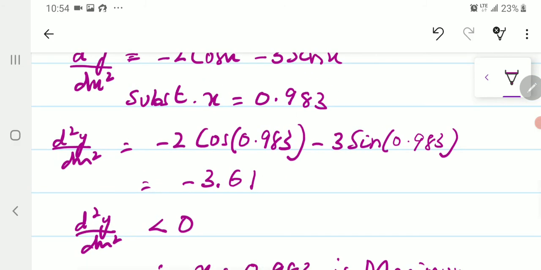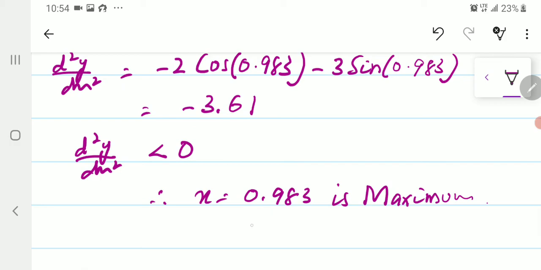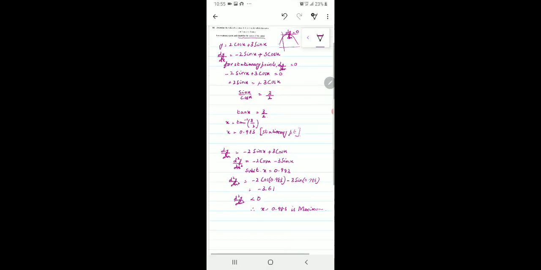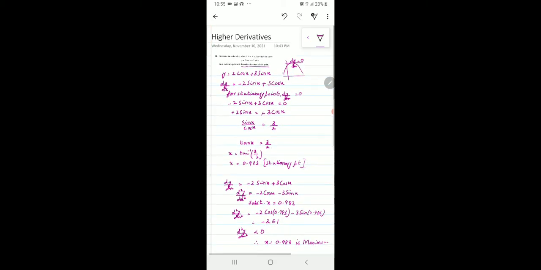If d square y over dx square comes less than 0, it means that the stationary point is a maximum point. Or if it comes greater than 0, that is, if d square y over dx square comes positive, then this point will be a minimum point. So this is all about the higher derivative and the stationary point.